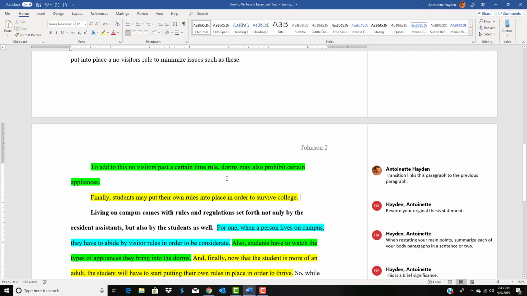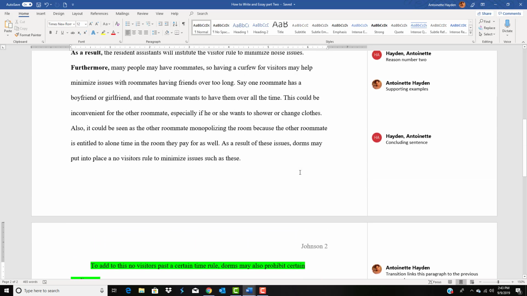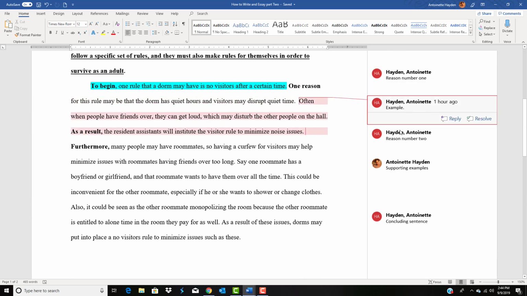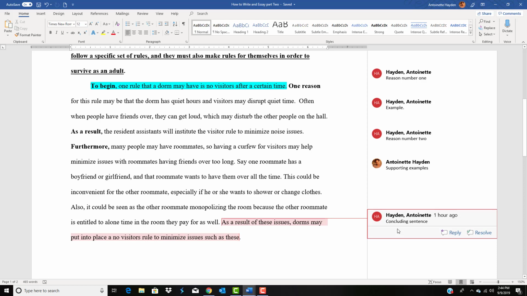Right? Dorms, they also prohibit certain appliances. And I would do the same format. I would give an example. Okay, why maybe a specific appliance like hot plates. Why would they not want hot plates? Also, they would prohibit maybe blow dryers. They don't do that. But if they did, why would they prohibit blow dryers? And give my reasons for that. And then a concluding sentence, just like I did up here. So example, reasons, example, reason, example, concluding sentence.